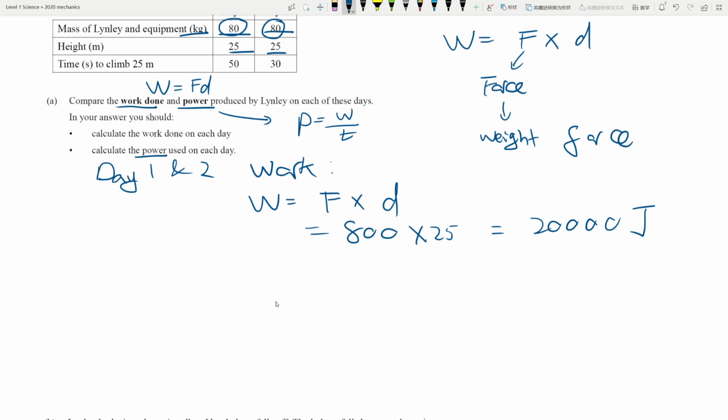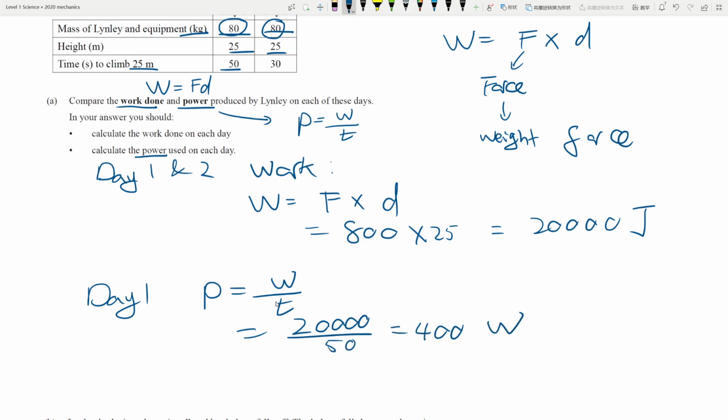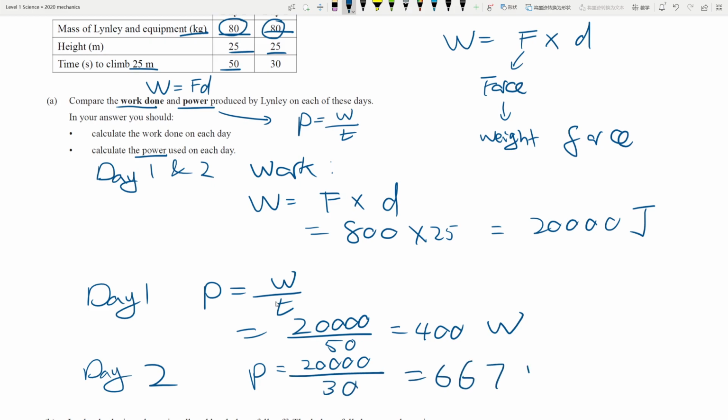Calculate the power. On day 1, her power is work divided by time. She spent 50 seconds to climb 25 meters. That's impressive. So that's 20,000 divided by 50, which is 400 watts. On day 2, she also did 20,000 joules of energy, but she did it in 30 seconds, which is 670 watts. W is the unit for power.